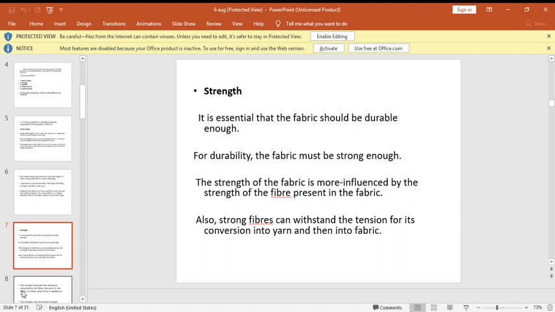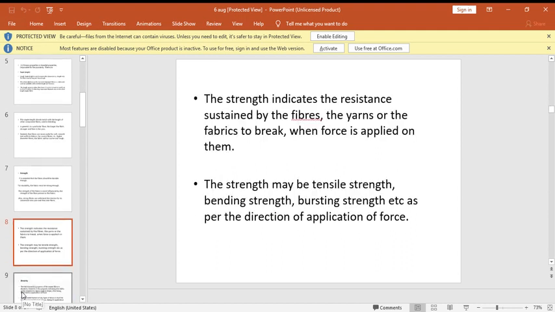Strength. It is essential that fabric should be durable enough. For durability, the fabric must be strong enough. The strength of the fabric is more influenced by the strength of the fiber present in the fabric. Also, stronger fibers can withstand the tension for conversion into yarn and then into fabric. The strength indicates the resistance sustained by the fibers, yarns or fabrics to break when force is applied on them. The strength may be tensile strength, bending strength, bursting strength, tearing strength, etc., as per the direction of application of the force.